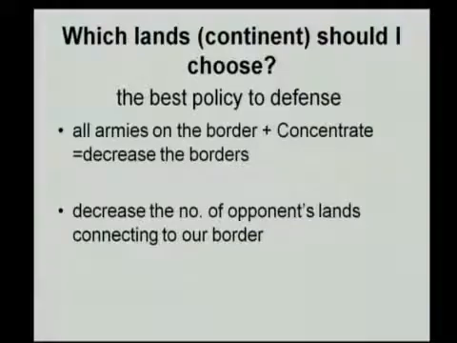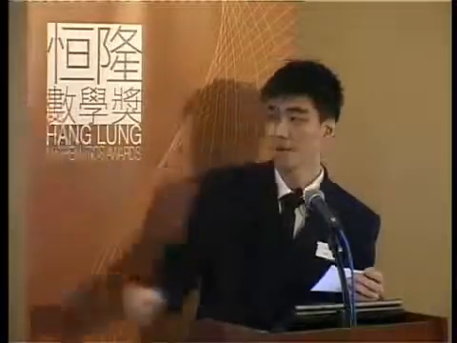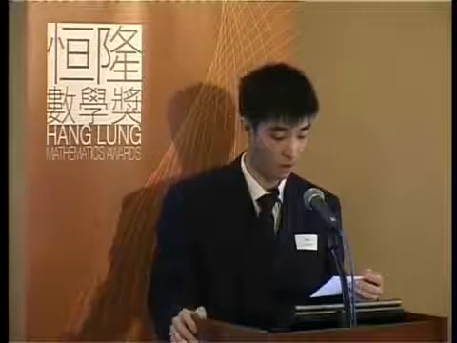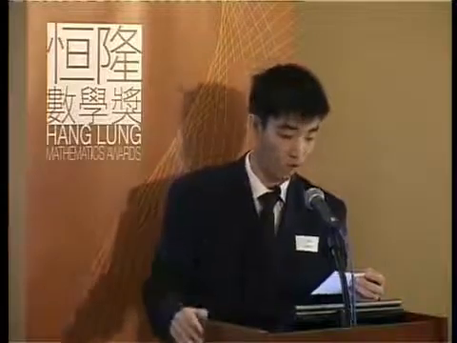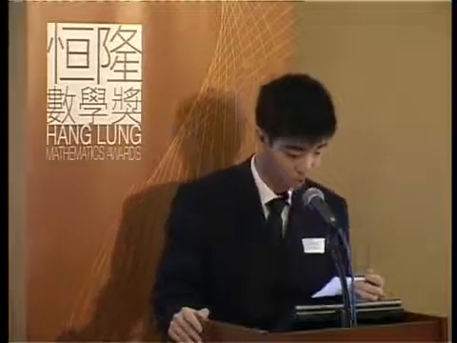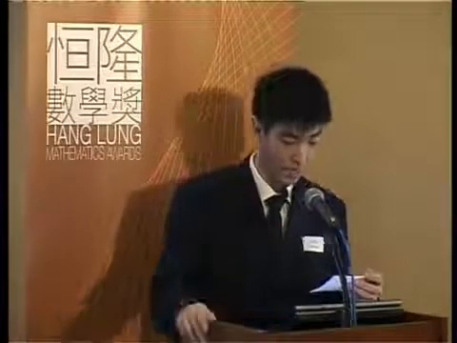Concentrating the armies is also a good idea, whether you are the attacker or the defender. Therefore, we know that we should decrease the number of borders. Also, decreasing the number of opponents' lands which connect to our border is a good idea. It aims to avoid being surrounded by enemies. That is very important. You will see why.